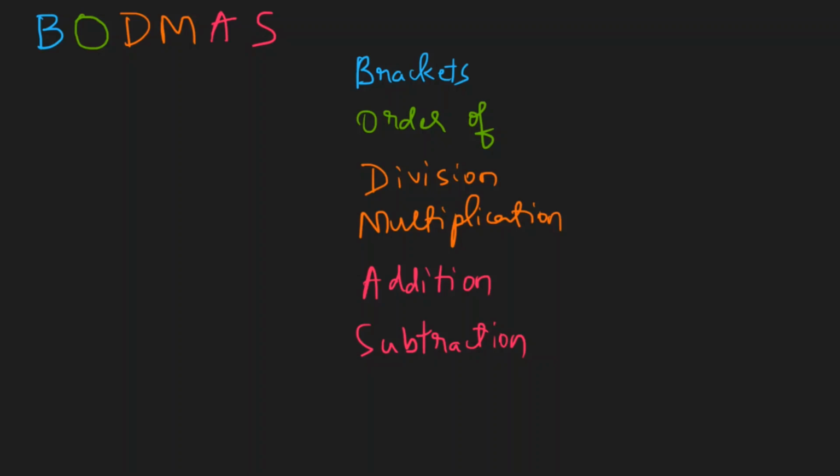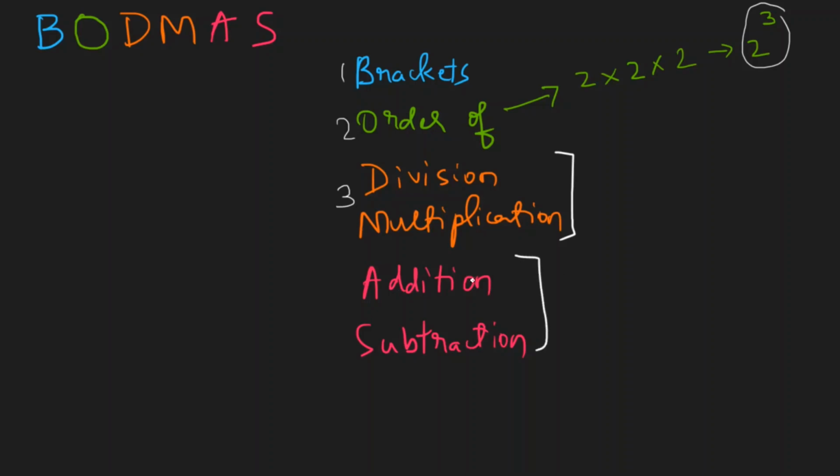Now, whenever you have an expression, you have to simplify the brackets first. Next comes order of. Order of stands for power, for example, 2 into 2 into 2, that's 2 cube. So if you have something like 2 cube, that has to come in the second priority. Next one is division and multiplication. These two have the same order of priority. And then you have addition and subtraction, and these two also have the same priority. In the case of division and multiplication or addition and subtraction, you just need to do the operations from left to right. For example, if you have division and multiplication in the same expression, do the operations from left to right. Alright, now to understand these better, let's take a few examples and try to apply these rules.